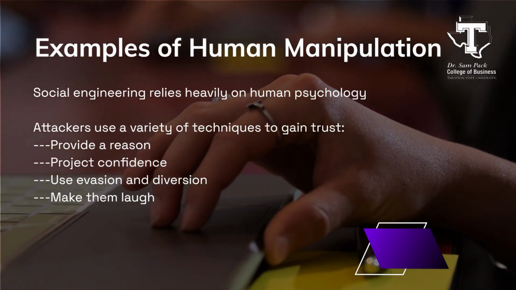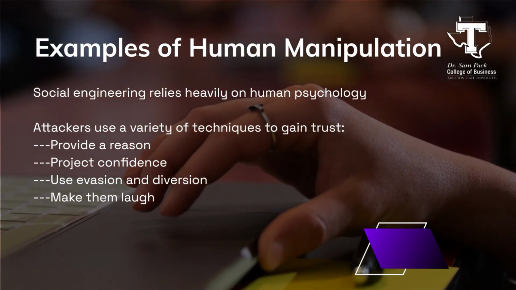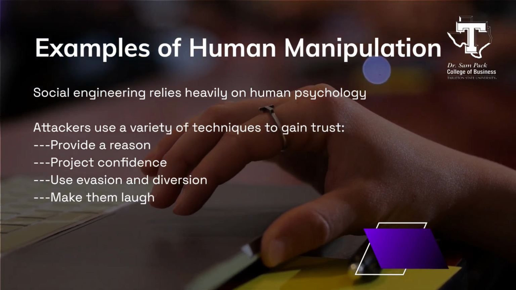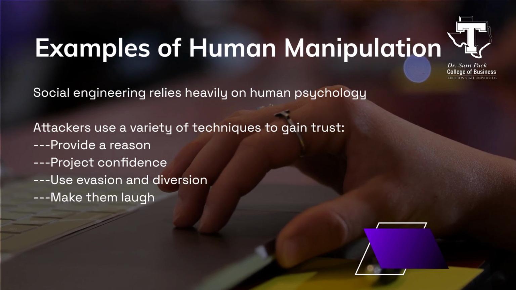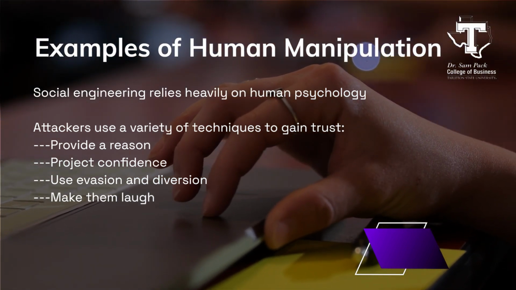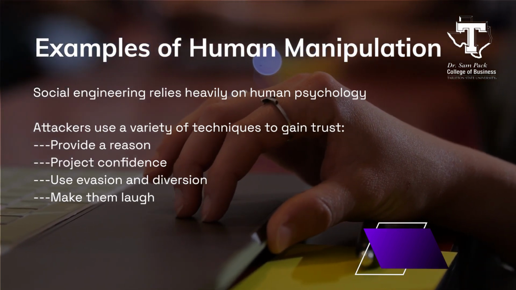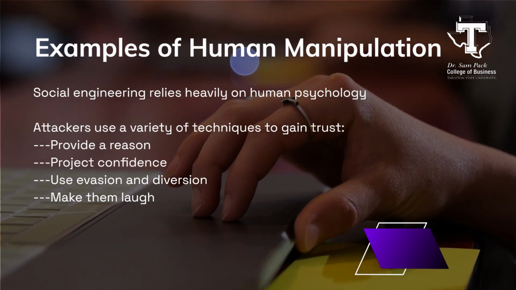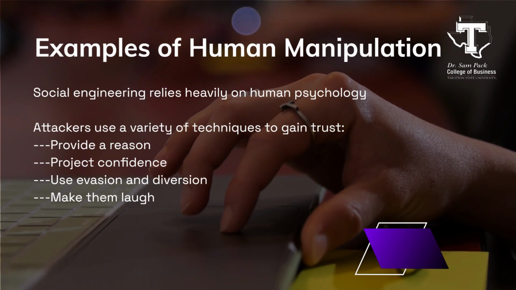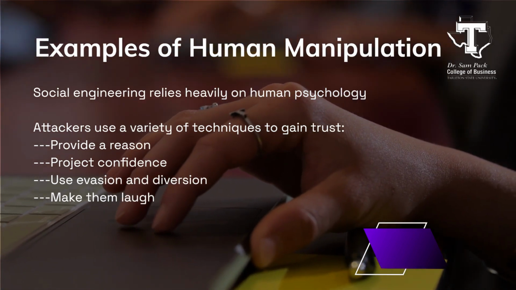Project confidence. Confidence is key in social engineering attacks. Attackers project authority and certainty, which can make their requests seem legitimate and less likely to be questioned. They may impersonate high-ranking officials or experts to leverage this confidence. Use evasion and diversion. To avoid suspicion, attackers might use evasive tactics or divert attention away from their true intentions. They could create a sense of urgency or distract the target with unrelated tasks, ensuring their real motives remain hidden.